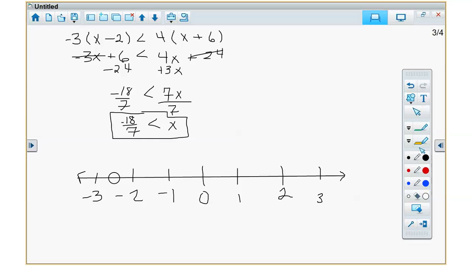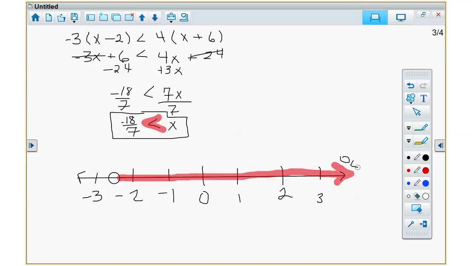There's your open circle. No, I can't erase it because it's too big. So anyway, there's my circle. So I'm going to take my handy dandy highlighter. And what numbers are greater than negative 2.5? Everything to the right.